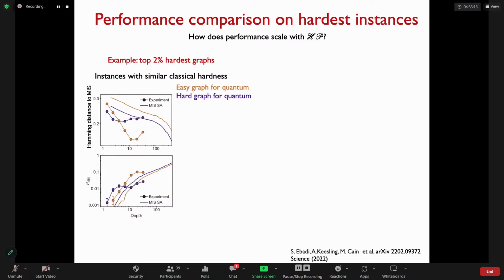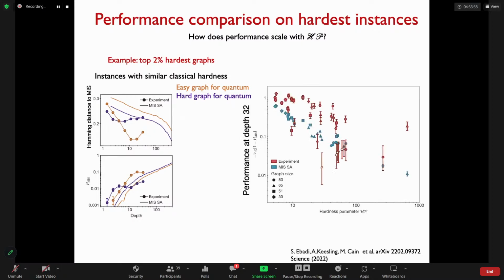What we find is that different instances behave differently. Classically, by definition, these graphs are hard, so it takes a long time for the classical algorithm to find the solution. But quantum mechanically, in some cases the quantum system just solves this problem, and in some other cases it gets stuck. So again, we throw a lot of these instances and compare.